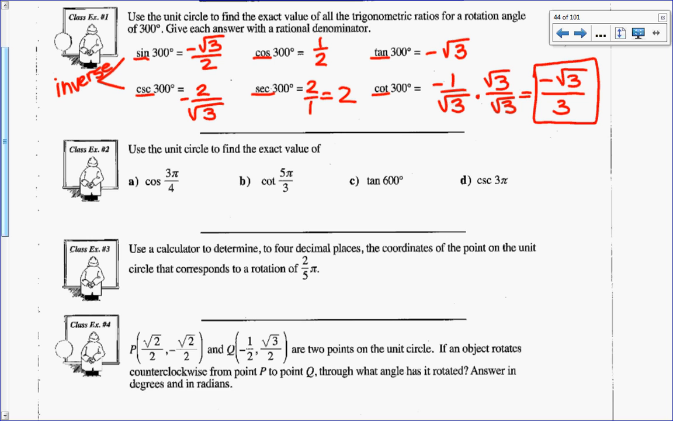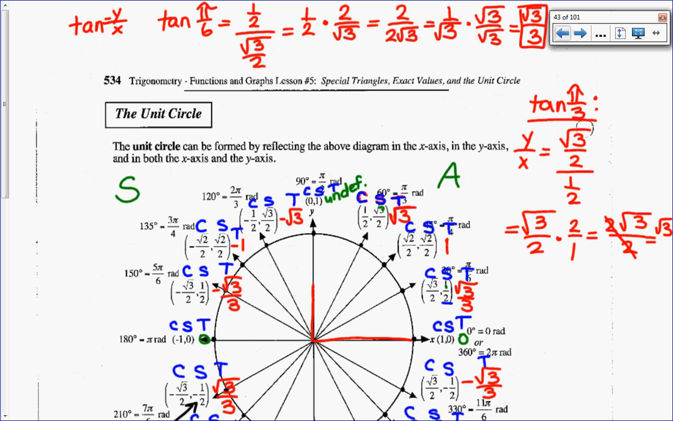Okay, and again, we can just look right on our unit circle to find the cosine of 3 pi over 4. So if you're looking, here's 3 pi over 4. It's the same thing as 135 degrees. And this question's asking us for the cos, that's negative root 2 over 2.